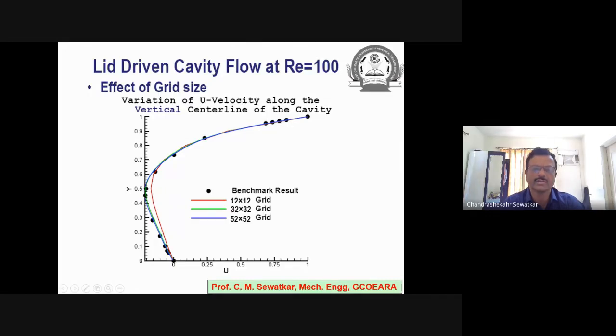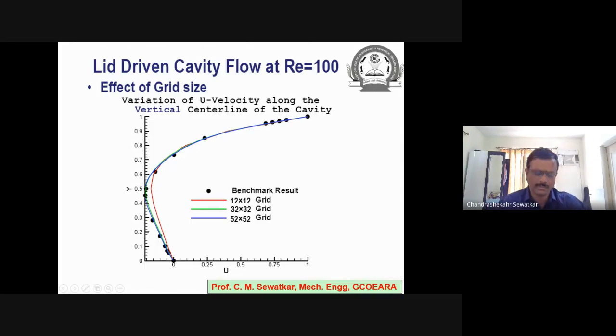So in some part it is negative, in some part it is positive. So the entire flow is rotating. The results are plotted for 12 by 12, 32 by 32, and 52 by 52 grid size. You can see the blue line matches with that of the benchmark results. Benchmark results are available in the literature.